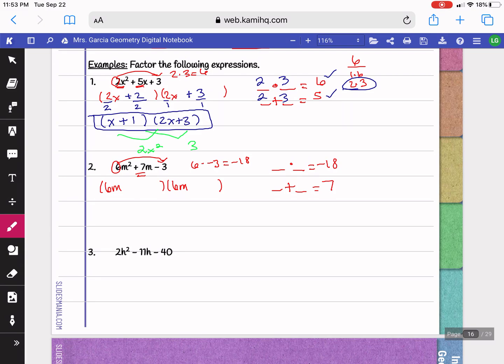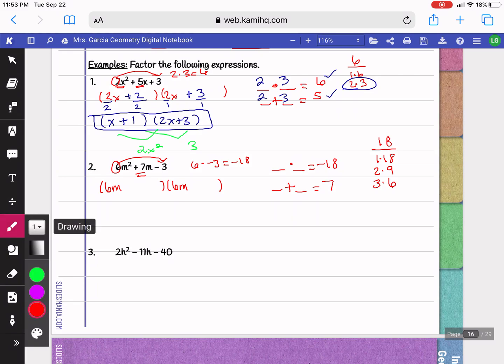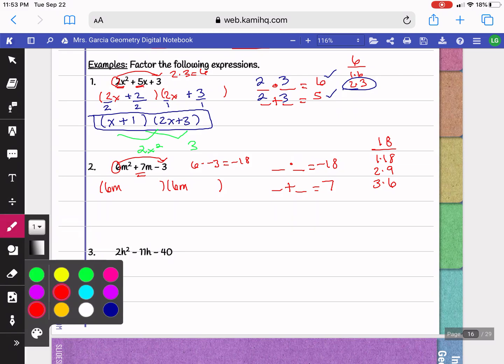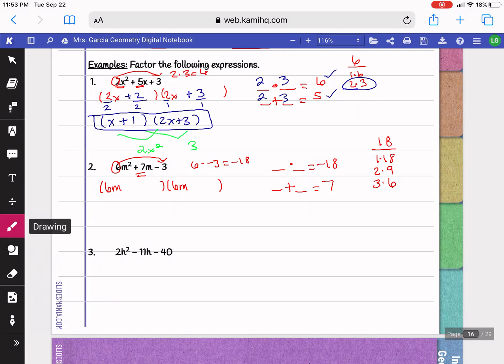Now I'm going to make a list of numbers that multiplies to 18. I'll worry about the negative later. So 1 and 18, 2 and 9, 3 and 6. Now I want to choose a pair from that list that I can add or subtract to get 7. The only one that will work is 2 and 9, because if you do 9 minus 2, you get 7.